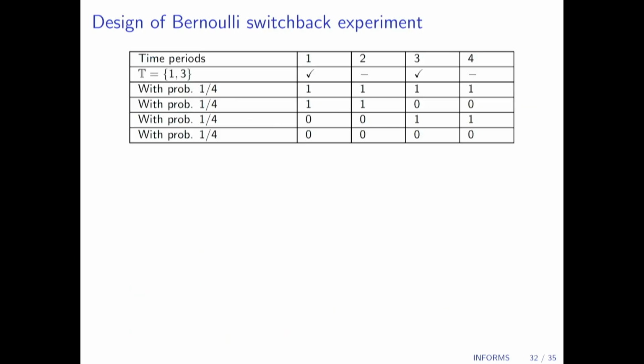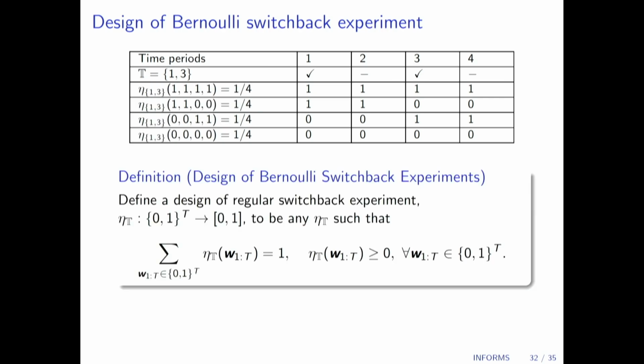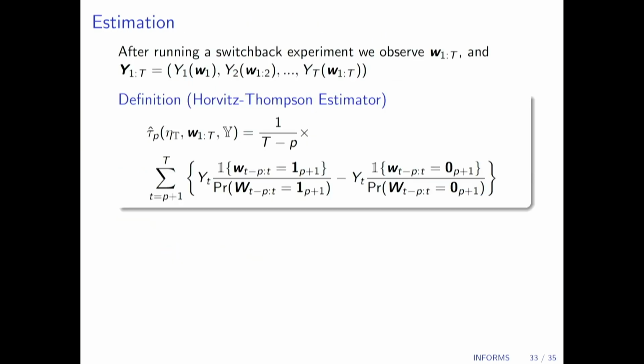So if we flip 2 fair coins in day 1 and day 3, then this induces a discrete probability distribution as follows. With probability 1/4, we always do treatment. With probability 1/4, we do 2 treatments followed by 2 controls. With probability 1/4, we do 2 controls followed by 2 treatments. And with probability 1/4, we always do control. And then this defines the Bernoulli switchback experiment's joint probability distribution.